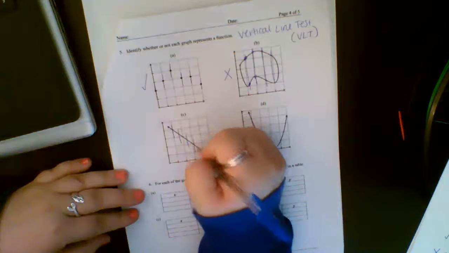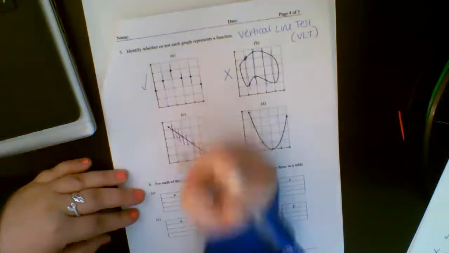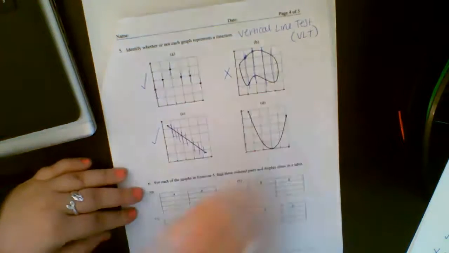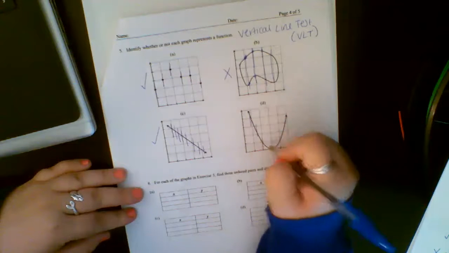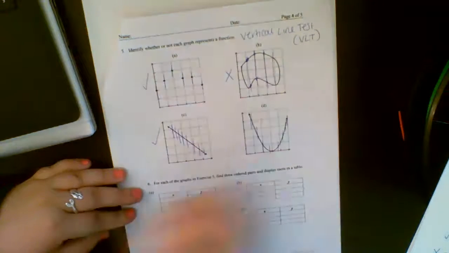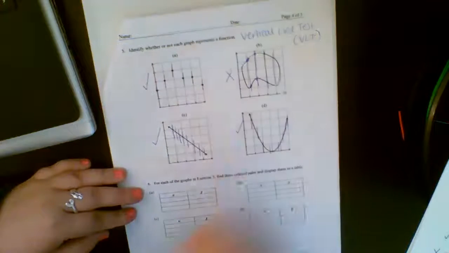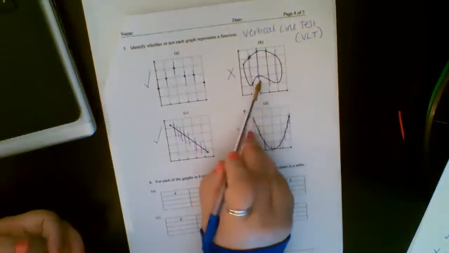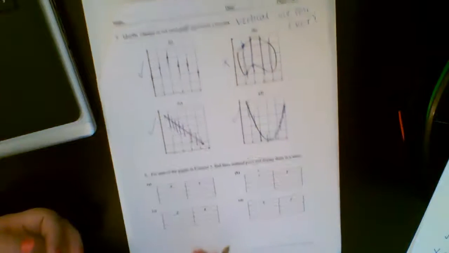Letter C, draw vertical lines anywhere on this line. It only passes through 1 point. So C will be a function by the vertical line test. And last but not least, D, if I draw a vertical line anywhere on this fancy U, called a parabola, it only passes through 1 point. So letter D will also be a function. So the only non-function is going to be B, okay?